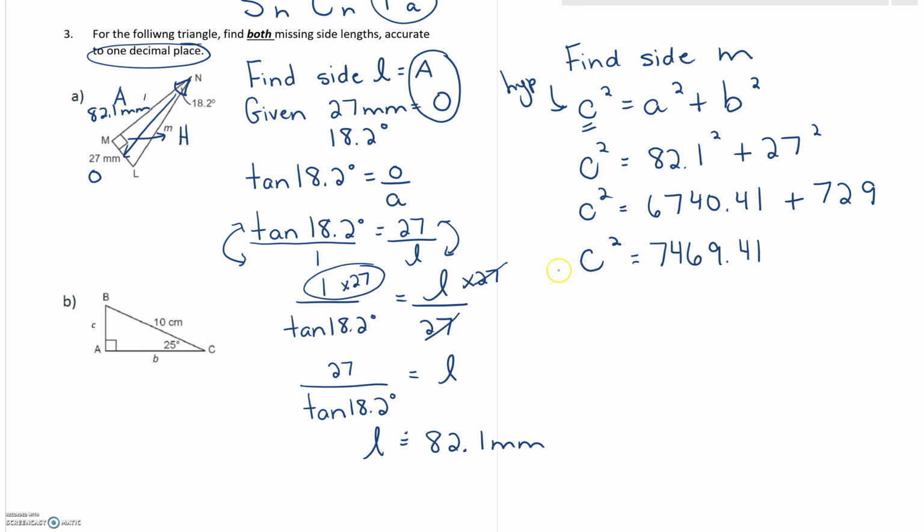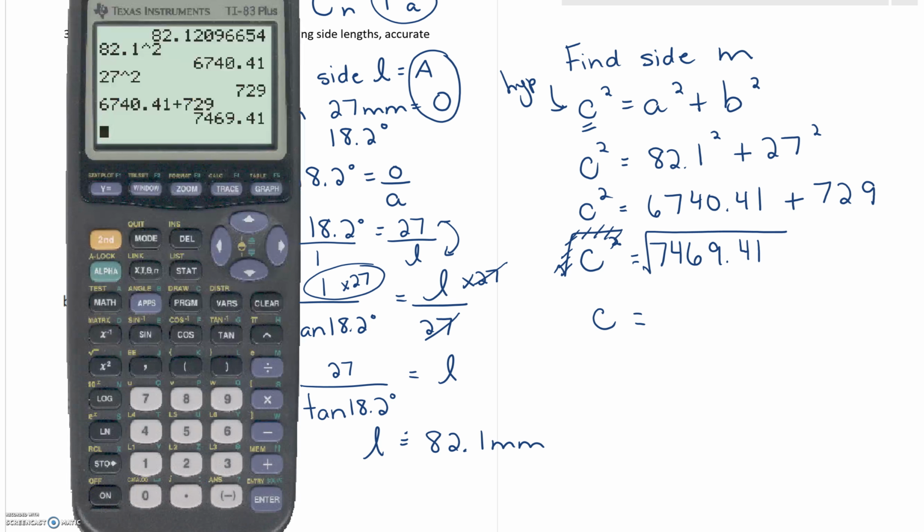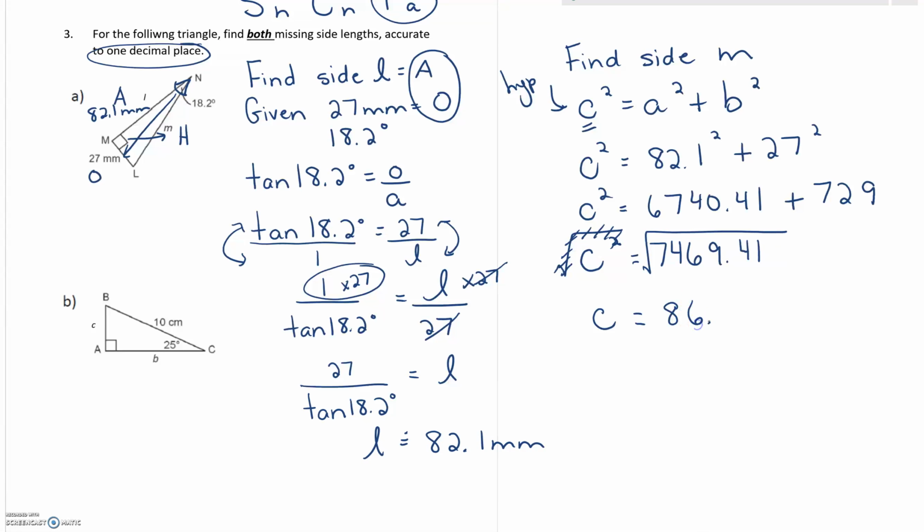So we have to cancel out the squared, which means we do the square root on both sides. So when I do the square root on that, it gives me c. And then remember how to do the square root on a graphing calculator. You have to press second first, and it's right above the x squared button. So 1, 2, 3, 4, 5 buttons from the bottom on your left. So the square root of 7,469.41, and it's 86.4, about.